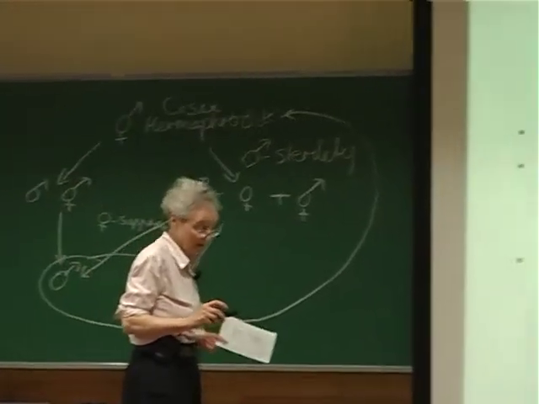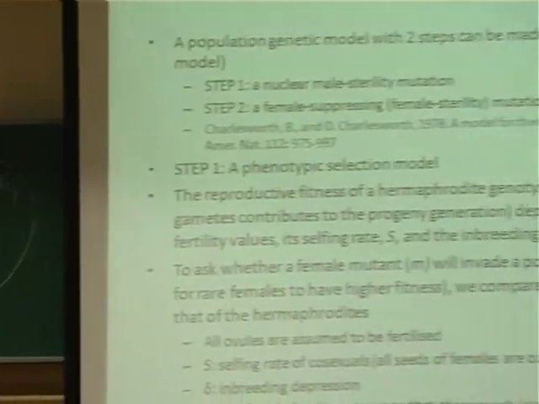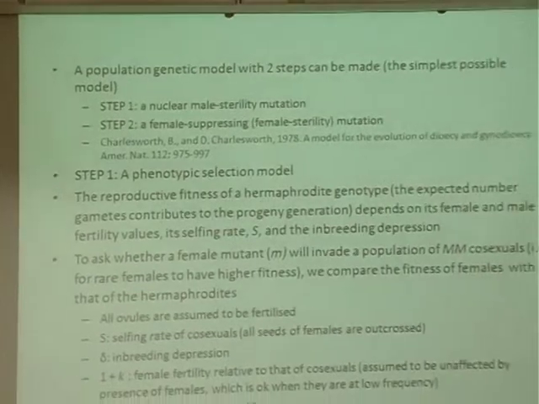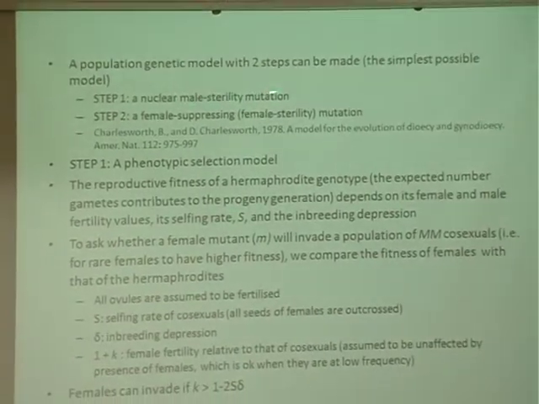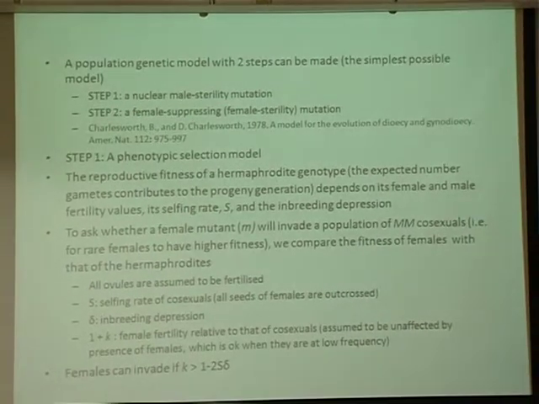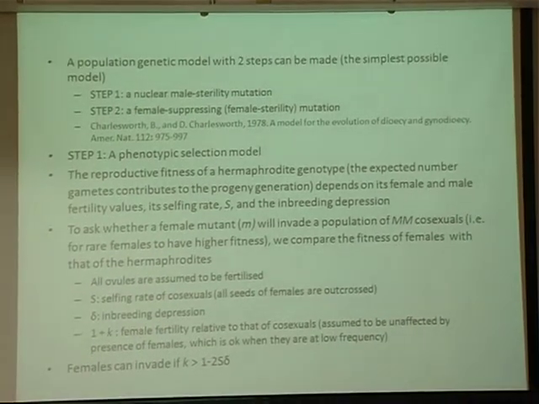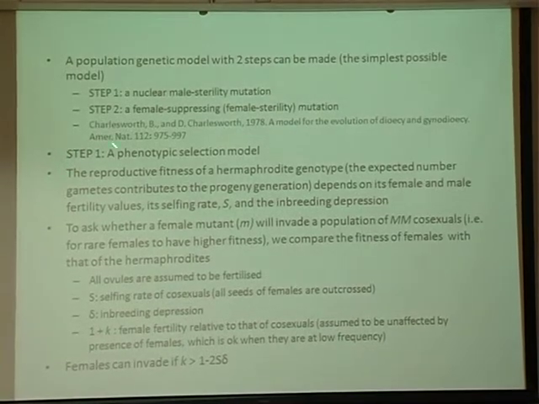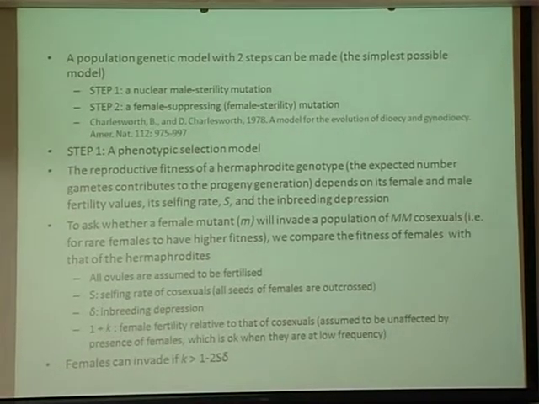So in this model, we've got at least two steps, as I mentioned. So we've had that earlier, a male sterility mutation and a female suppressing or female sterility mutation. And this has been modeled. So I'll look first at step one, using the phenotypic selection model.